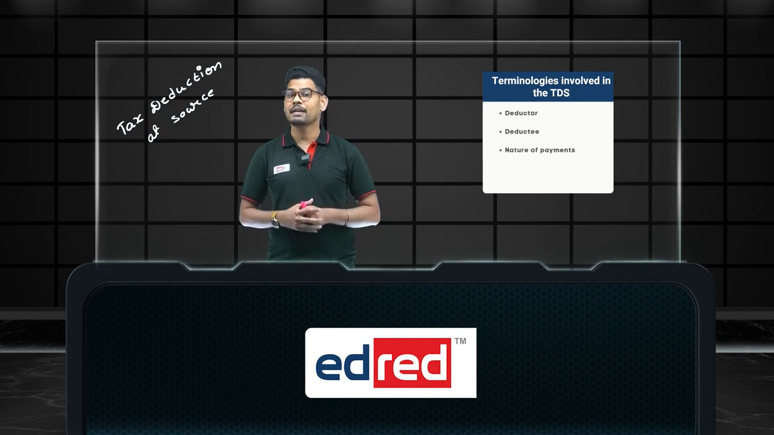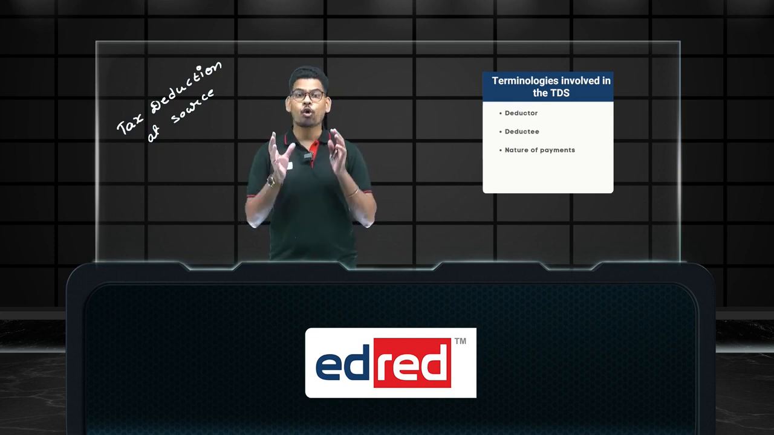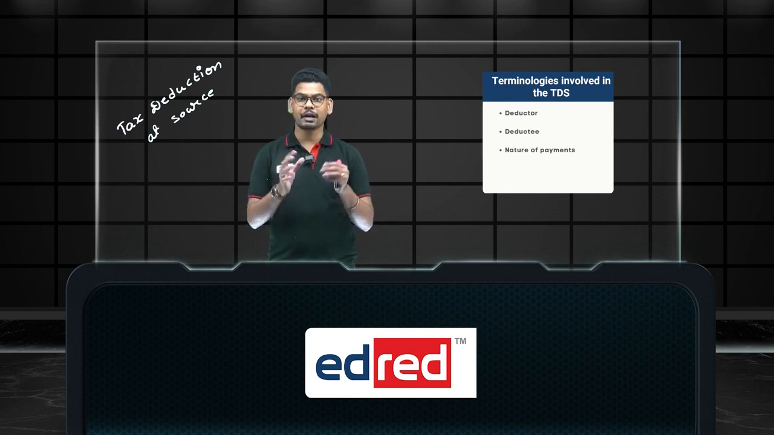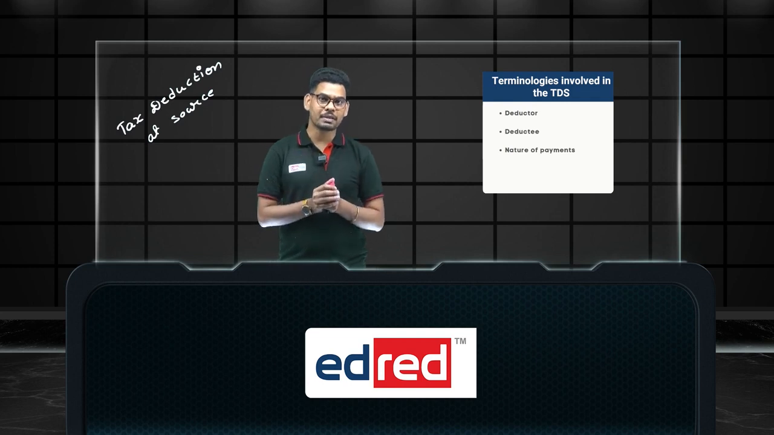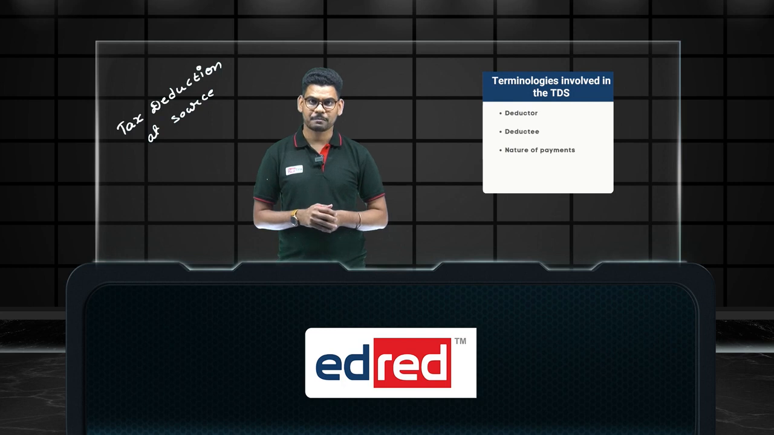The next is the nature of payments. The department has given certain natures of payments. While making those payments, the party who pays the particular income, the deductor, becomes responsible to deduct the TDS. Any person who pays a certain income, as I told you, becomes the deductor. If the source of income comes in a specific nature, that we call nature of payments.